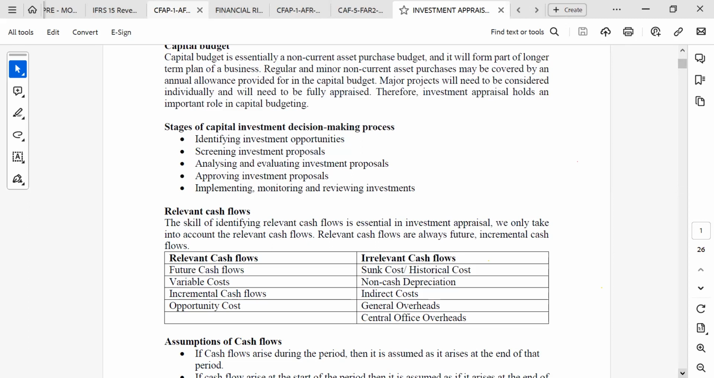So we use future cash flows. We don't use cost that has already been incurred. You have carried out research on the project, and the cost has already been incurred. Research costs are treated as sunk costs or past costs. We use future cash flows that you will be incurring or that will arise in the future as a result of the decision. So we use relevant cash flows. As we are going, you'll be looking at what we call the relevant cash flow.